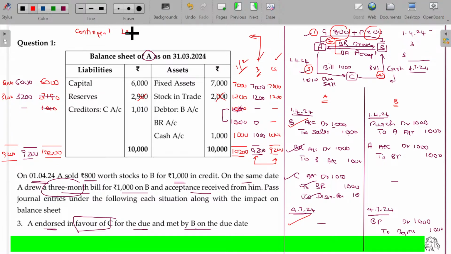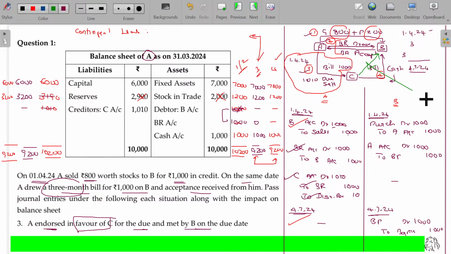What does it mean? As on this date, 1/4/24, as you are endorsing the bill to whom? To C. C's due is closed and B's also closed naturally. But we have a hidden liability. What is the hidden liability? On maturity date, C approaches B for settlement. If B denies, "I cannot make the payment, sir. I don't have the cash. You come back later."